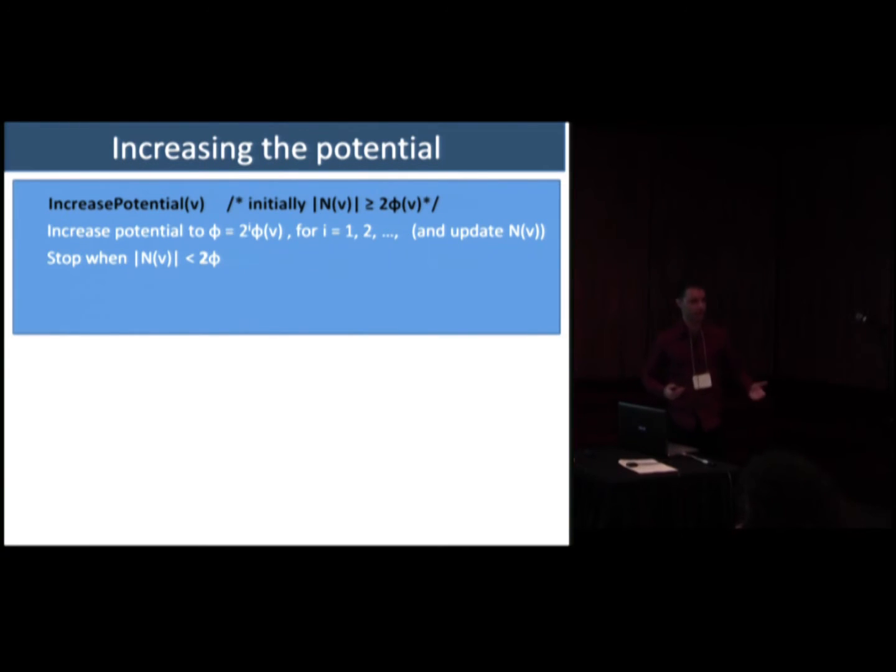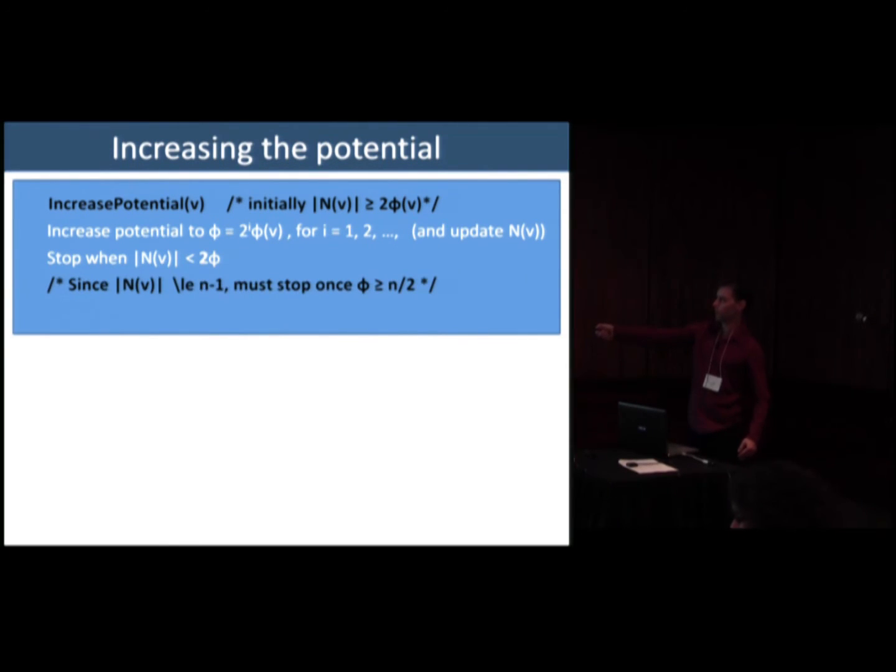And as we do this increase, we need to update the set N of V because more and more neighbors of V must be added to that set. And at some point, we're going to stop whenever the size of this set is smaller than twice the new potential phi. Why am I sure that we are going to stop? Because the left-hand side of this test is bounded by the maximum degree, and the right-hand side will exceed it whenever the new value that we choose is large enough.